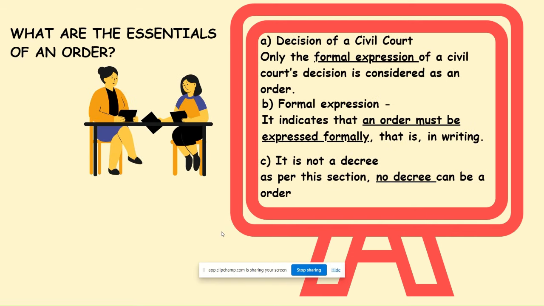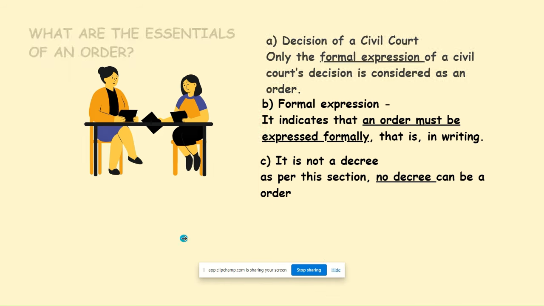एसेंशियल्स की अगर हम बात करें, ऑर्डर के एसेंशियल्स की अगर हम बात करें, it is a decision of a civil court. Only the formal expression of a civil court's decision is considered as an order. Formal expression, it indicates that an order must be expressed formally, that is in writing. It is not a decree. As per this section, no decree can be an order. So, decision of a civil court, formal expression, it is not a decree.